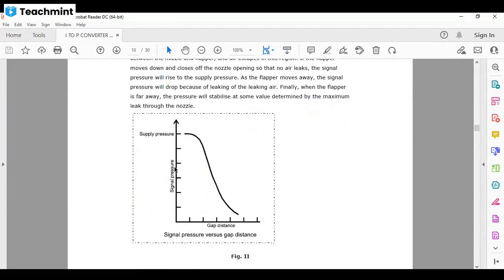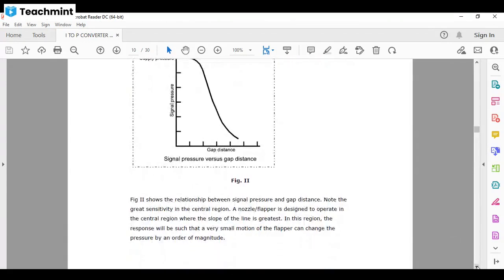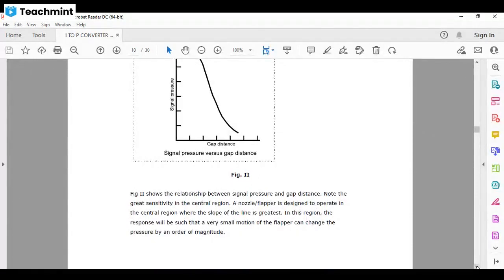So this is our graph between supply pressure and signal pressure, and this is the gap distance, signal pressure versus gap distance. So if the gap is increased, the pressure is decreased. If the gap is low, then the signal pressure is high. And it shows the relationship between the signal pressure and gap distance.